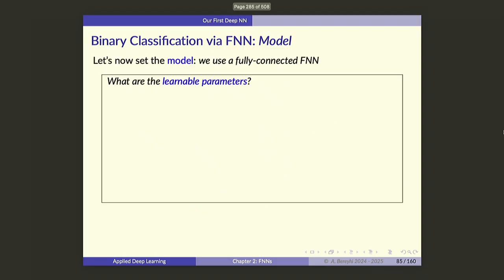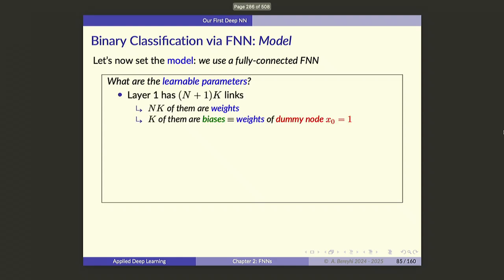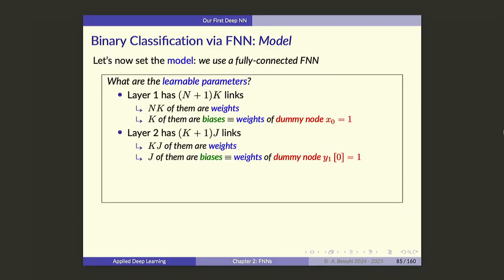So if I want to count the number of learnable parameters, how can I do it? Well, if I have n different inputs, I'm going to have n times k different weights, and k different biases for that first hidden layer. So this is going to be the number of parameters I have in the first layer. For the second layer, k goes to j, so it's going to be k times j different weights, and j different biases. Again, you can write it down in this form, right?